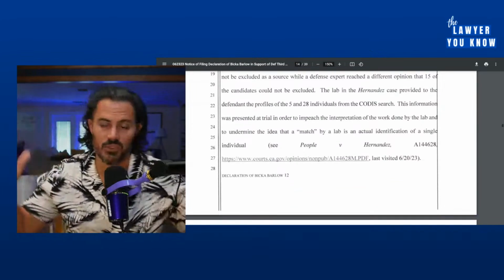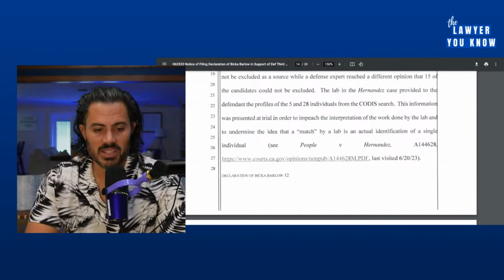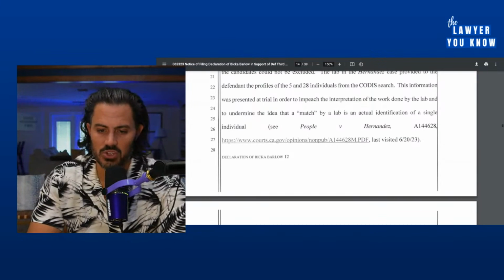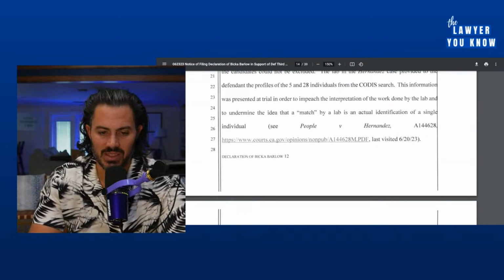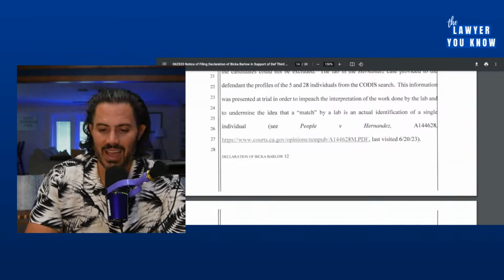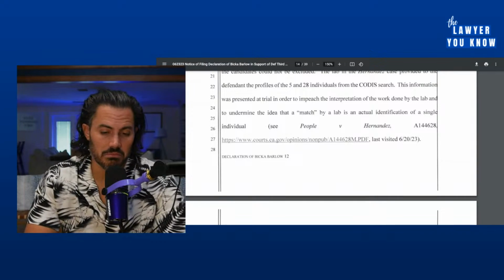And there's different reasons for that, and battle of the experts, and all that happens at trial. This information was presented in trial in order to impeach the interpretation of the work done by the lab and to undermine the idea that a match by a lab is an actual identification of a single individual. That's a fair argument, in my opinion.